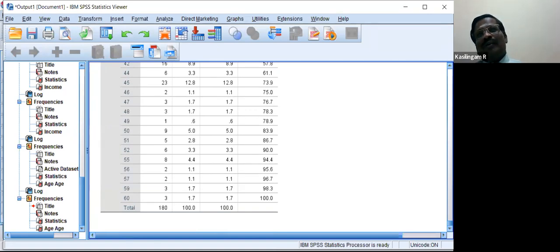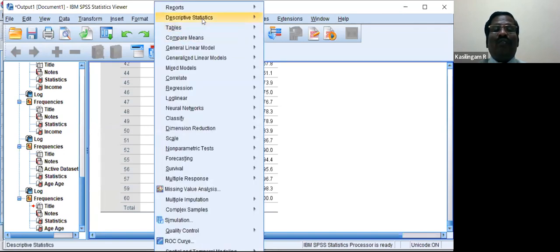To measure the dispersion, we have many measures. One is called the range. Another is called the mean deviation. Another is called the standard deviation, and another is the quartile deviation. Like that we have, but here we are going to cover only a few.